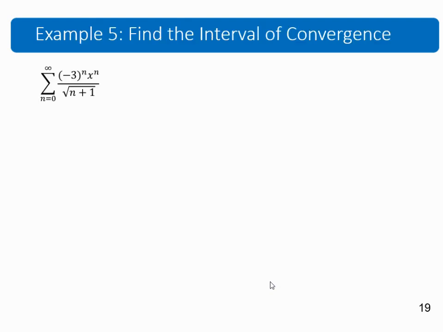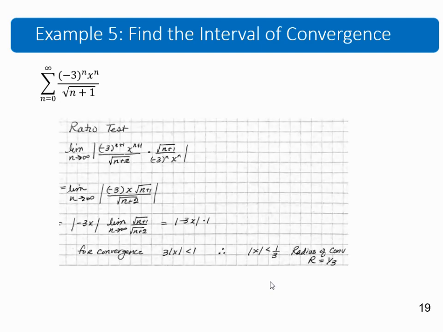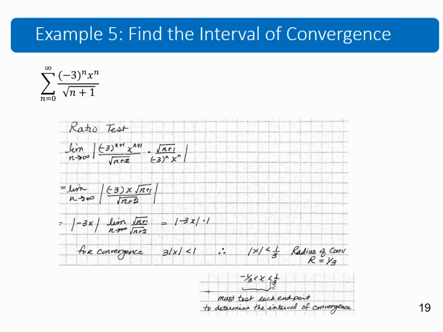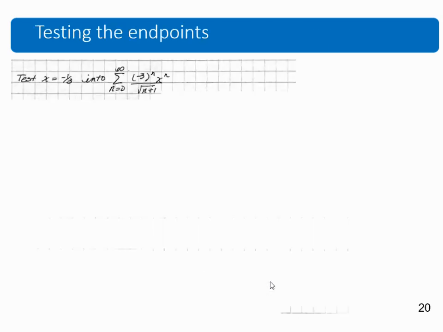All right, so another example for interval of convergence. Now this one we already did, so let's just review it. And we found out the radius of convergence is 1/3. And so since it's centered at 0, then this would be our possible interval of convergence from -1/3 to 1/3. So now what we need to do is test each of the endpoints. So what we're going to do is substitute in -1/3 in for x.